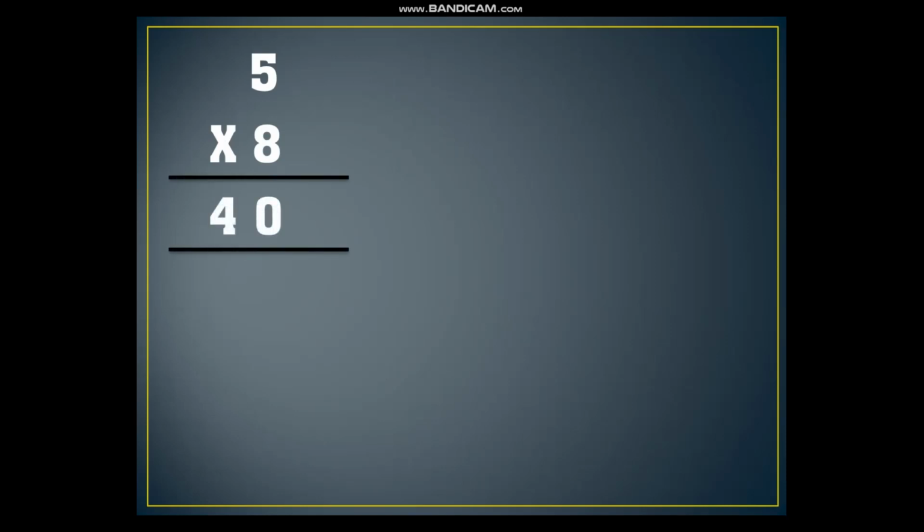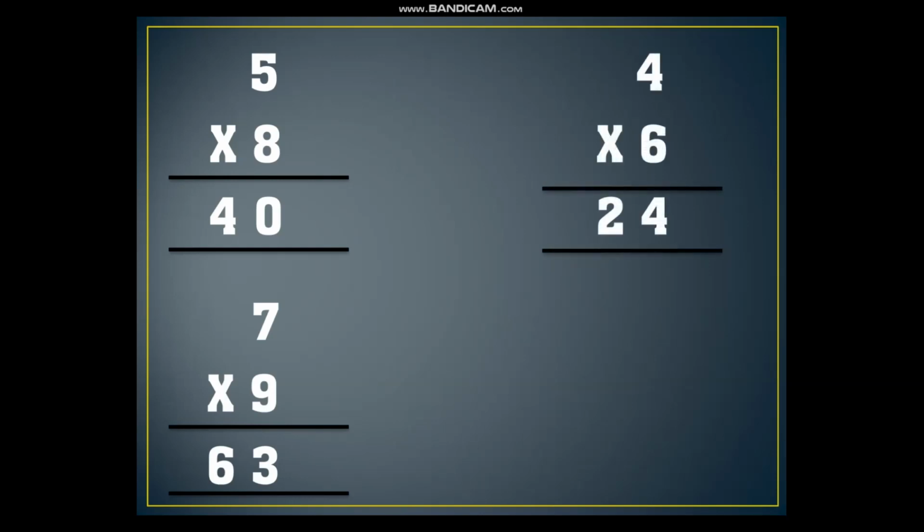Now let us do some examples using this vertical multiplication. 5 multiplied by 8 is 40. And again we know 40 is the product of 5 and 8. And now we have 7 multiplied by 9 and the product we get is 63. 4 multiplied by 6 gives us 24. One more example is 3 multiplied by 5 and the product of these two numbers is 50.